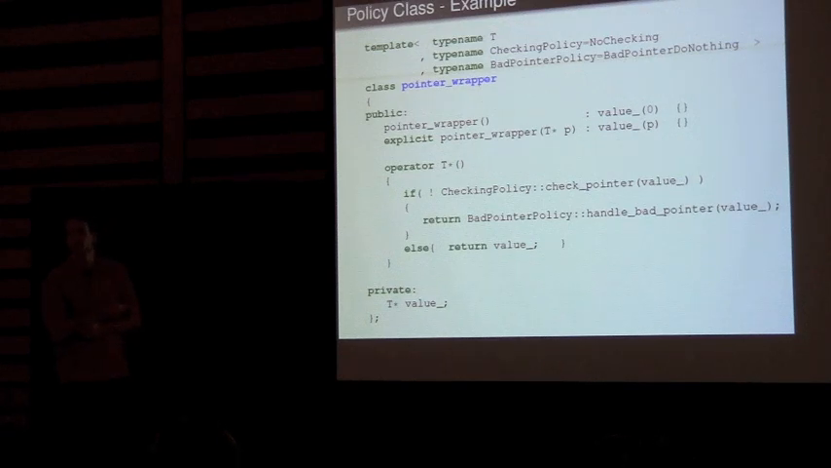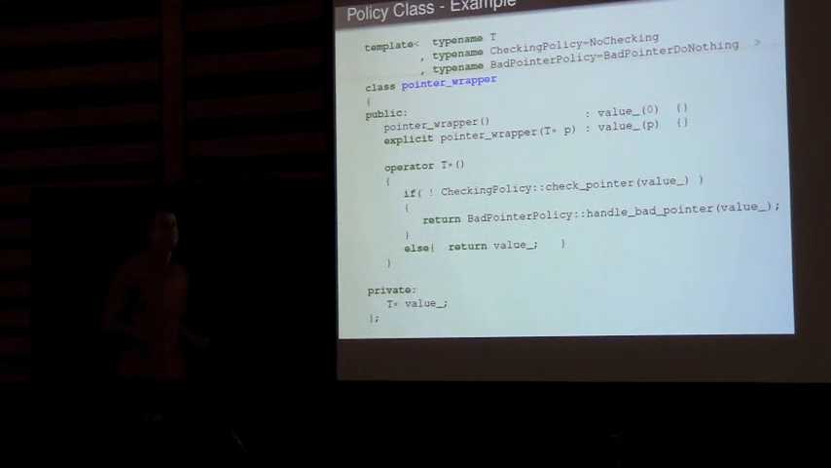Just taking a look at this for a moment, what can you tell me about check pointer and that method as far as it's concerned with the checking policy? Is there anything that stands out? It's probably static, yeah. It's going to have to be static, right? Now, what do we know about static methods? What types of things do we know about? Don't need an object, okay.